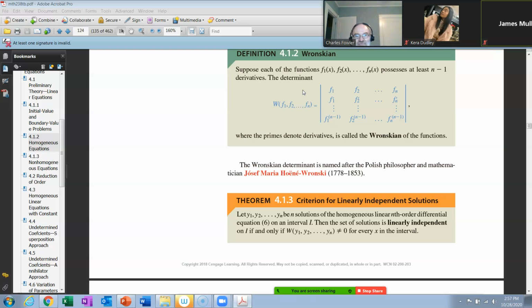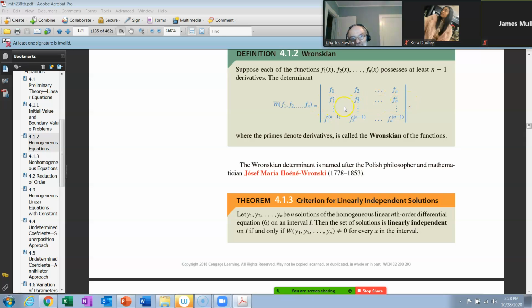Now, what is the Wronskian? That's if you had n functions, f sub 1, f sub 2, f sub 3, all the way up to f sub n, okay? And these n functions possess at least n minus 1 derivatives. So every one of them has derivatives up to and including the n minus first derivative. They don't have to have the nth derivative, but up to the n minus first. The Wronskian of that set of functions has the functions as the top row. The second row is the first derivative of all those functions.